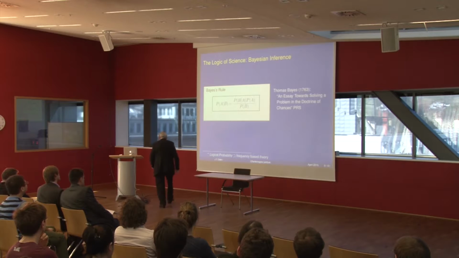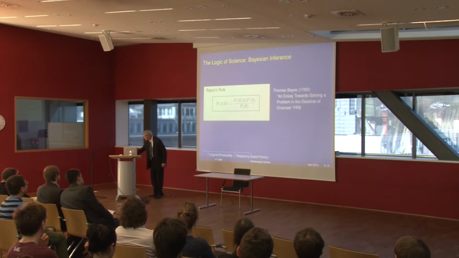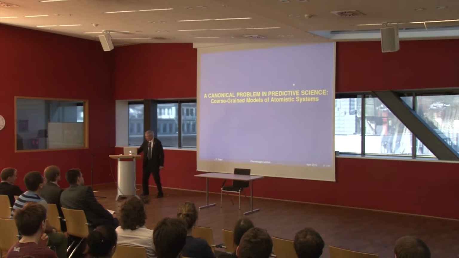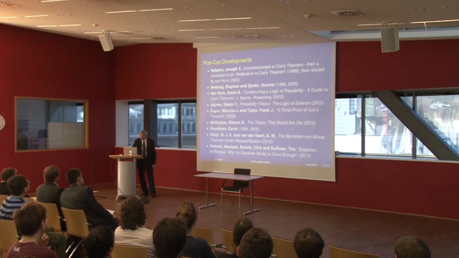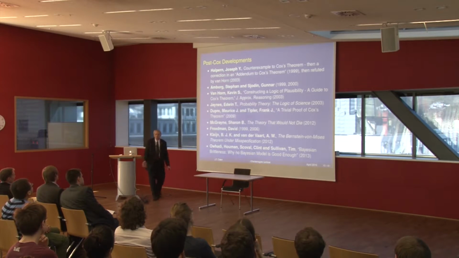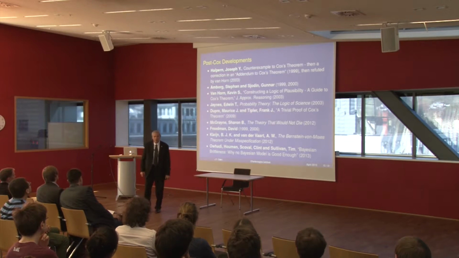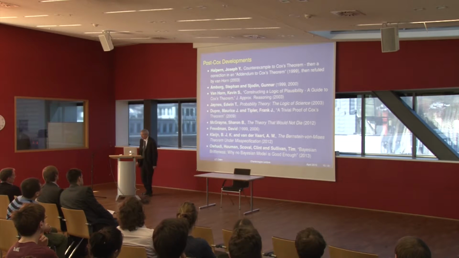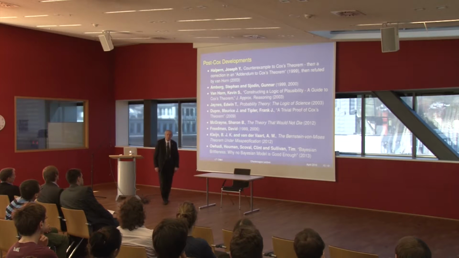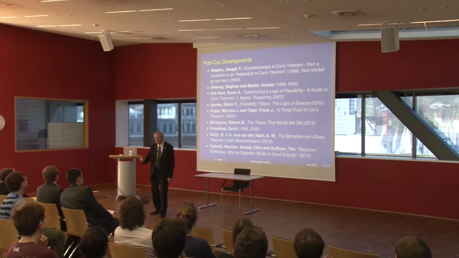So, I'm going to digress a minute. Oh, I forgot one thing. There's been a huge debate about Cox's theory. Halpern, the computer scientist, published this paper in what year was it? 1999. He said he found a counterexample. Cox's theorem was wrong. Then a little while later he says, oh no, I didn't understand the theorem. It was right after all.